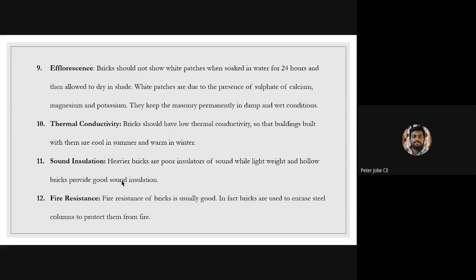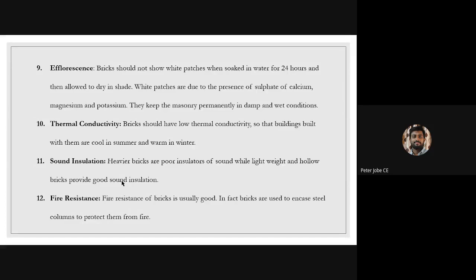The next property is thermal conductivity. Bricks should have low thermal conductivity so that buildings built with them are cool in summer and warm in winter. Why we prefer earthen bricks instead of concrete bricks is because of their lower thermal conductivity. It won't allow much heat to enter a building constructed using brick walls, and it will be much more comfortable for us to live inside that building, even in summer or winter. So it should have lower thermal conductivity so that buildings built with them are cool in summer and warm in winter. That's also a property of a good quality brick.